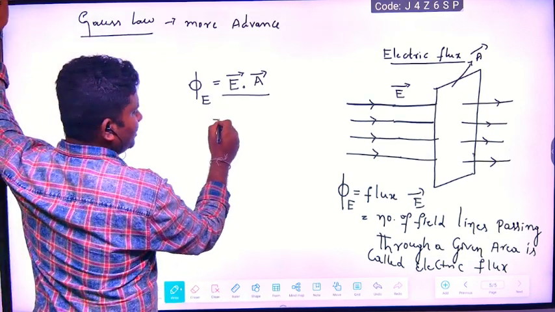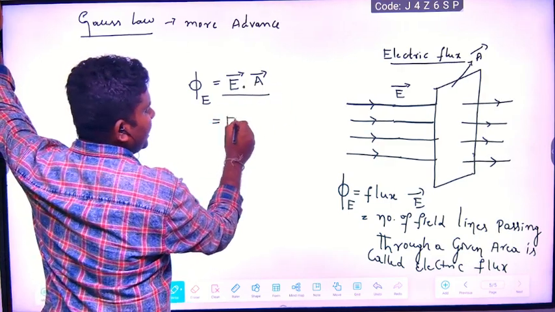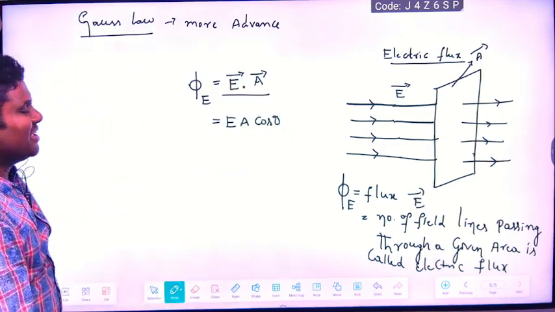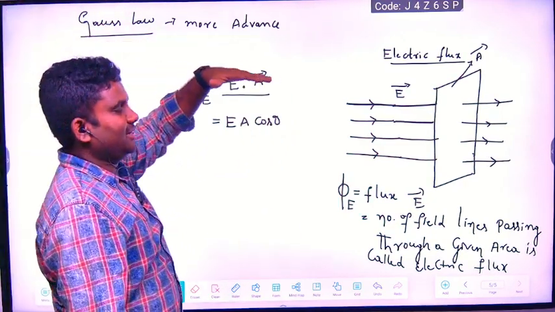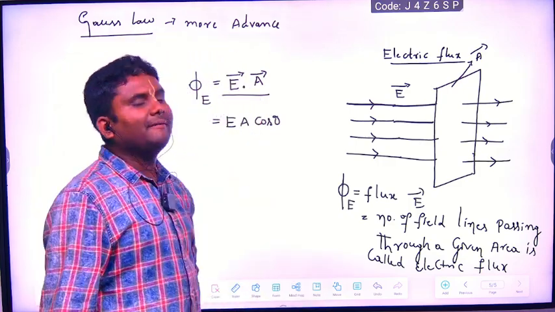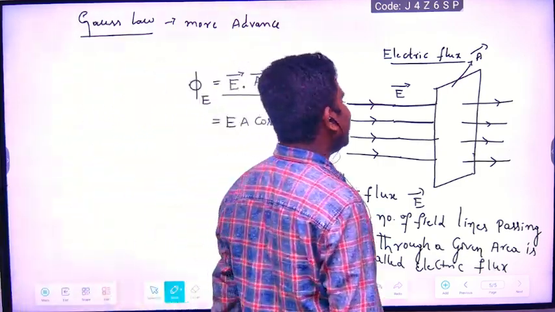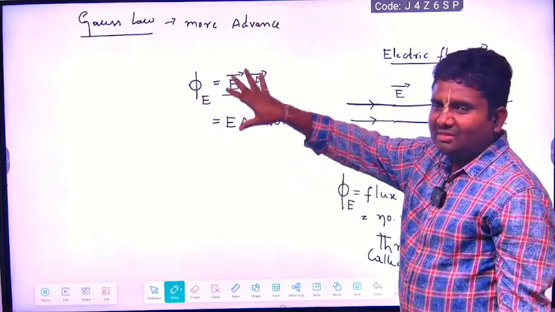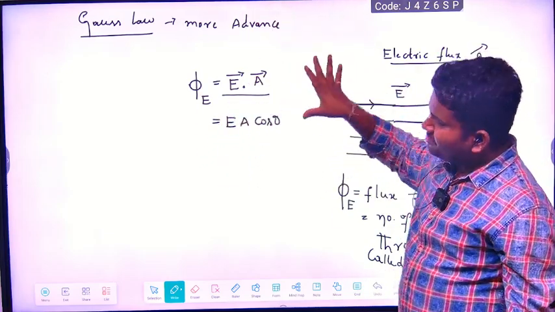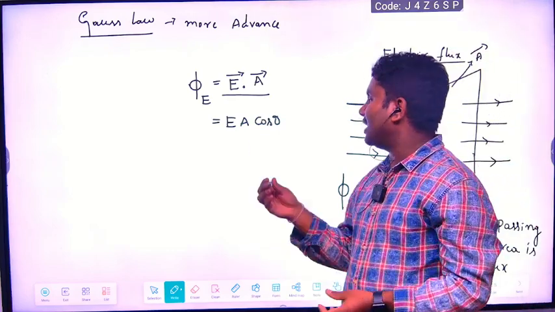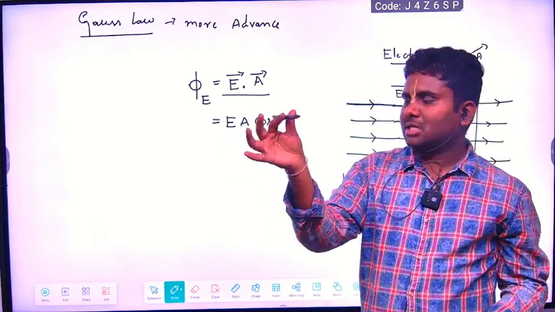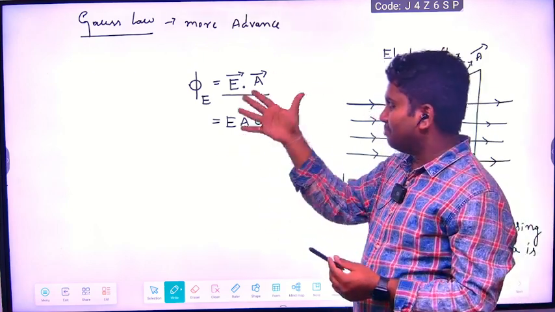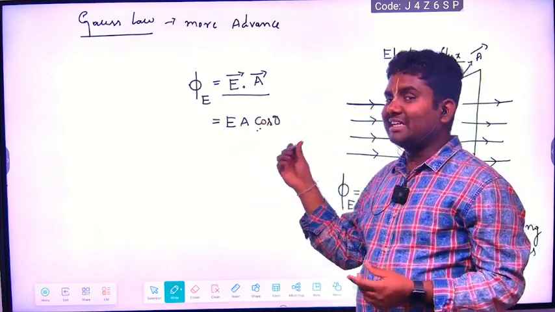Now this is E vector dot A vector, which is EA cos theta. Electric field is a vector, right? It has a direction. Now area is also a vector. This surface means it's a surface area, and it has a direction which is always normal, at 90 degrees to the surface, perpendicular to the surface area. That is the direction of area.